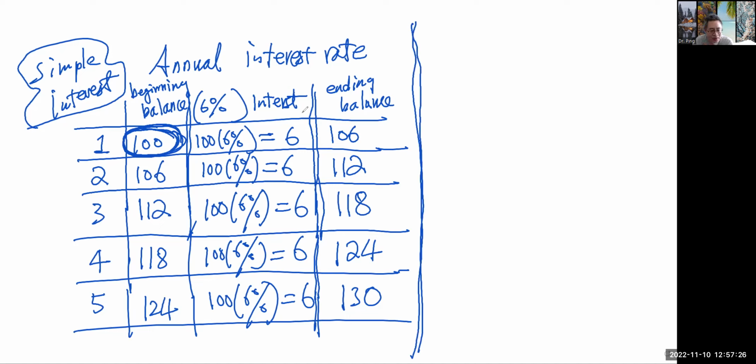The interest amount is always the same, it's fixed. It's always your initial deposit times the interest rate. Therefore, if we want to know what happens after 10 years, that becomes pretty easy. Because if you look here, the second year, we basically just have interest from the first year and second year, which is 12. So 12 plus 100 is 112. On the third year it's 6 plus 6 plus 6, that's 18. Add it to the initial deposit, it's 118.